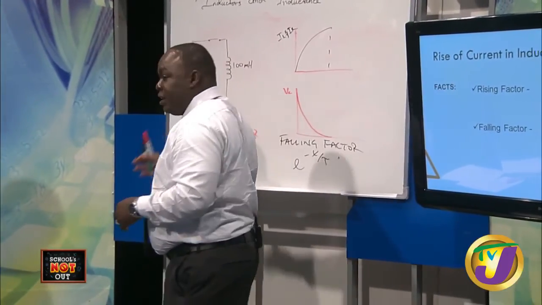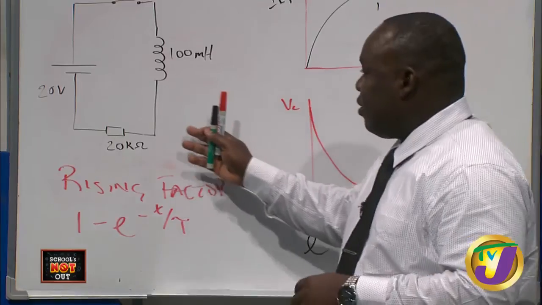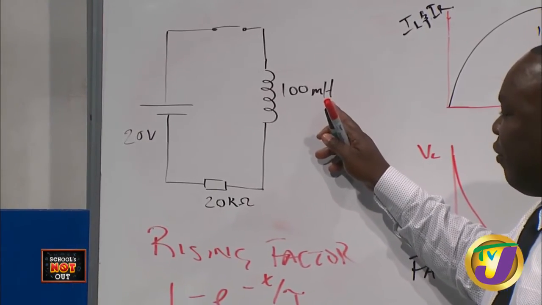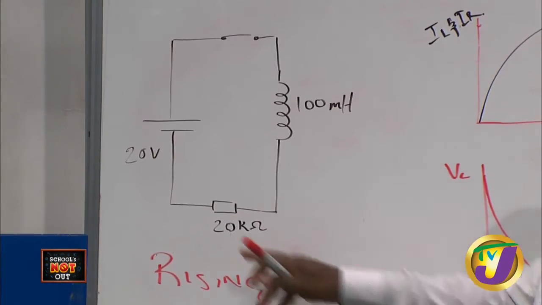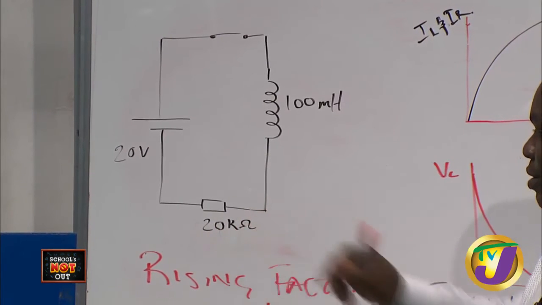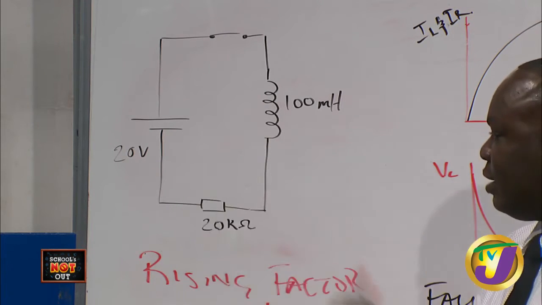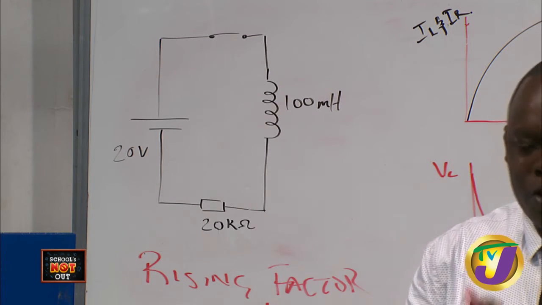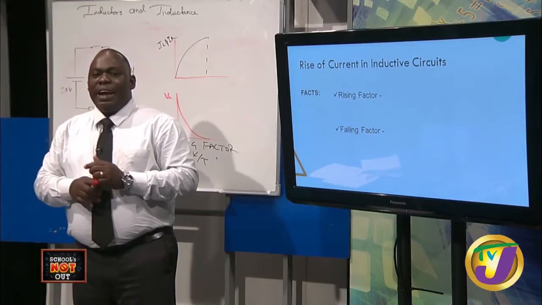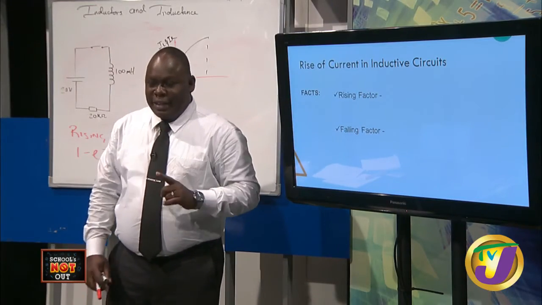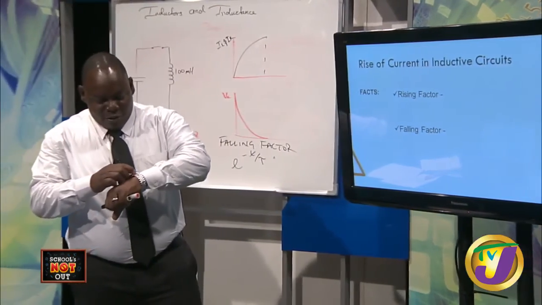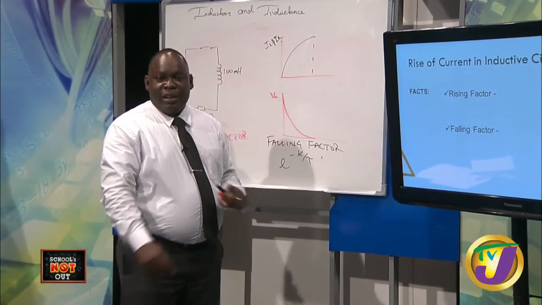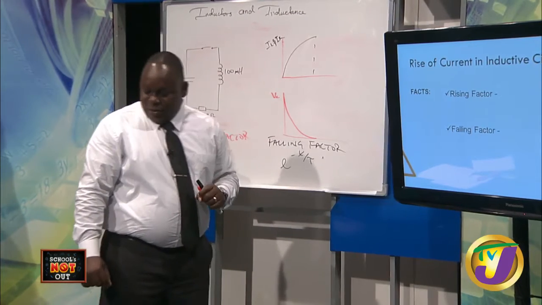Now, if you look together at your circuit, you realize that it has a 100 millihenry inductor in it, and it also has a 20 kilo ohm resistor in it. And your voltage supply is 20 volts. Now, let us see who can work out the circuit and come up with the correct time constant. I'm going to give you around 10 seconds to do that while I raise the board and put my time constant on the board as well.